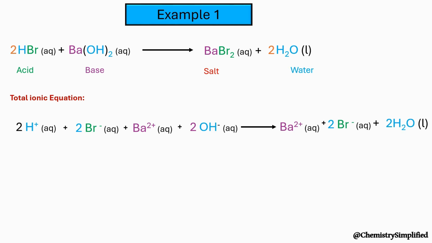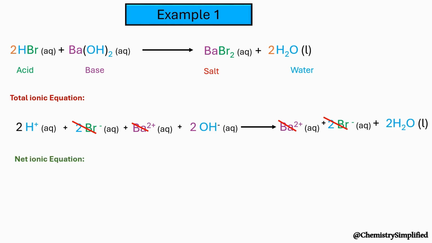So now we have the total ionic equation. We see that bromide ion doesn't change on either side of the equation. On the reactant side, we have 2 moles of bromide ion, and on the product side, on the right side, we also have 2 moles of bromide ions, meaning that we can cross it out. Likewise, we can say the same thing for barium ion. All right, it's the same thing on both sides of the equation, so we can cross it out.